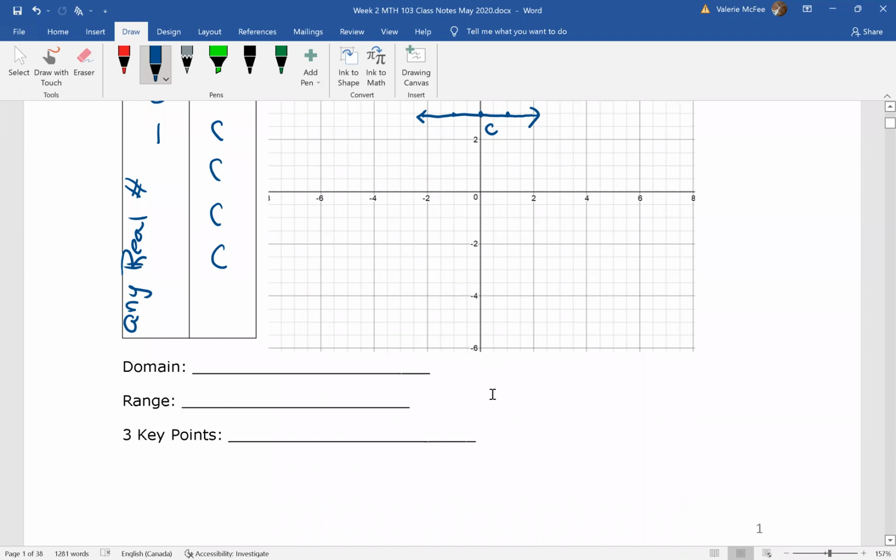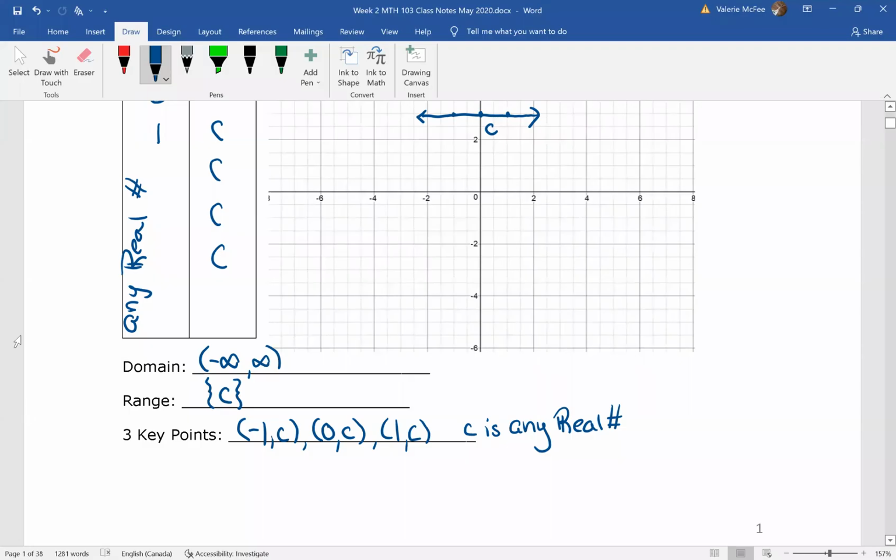Why don't you pause your video and write down the domain and range for this function graph. I hope the domain is obviously the set of all real numbers, but I don't have an interval for the range. It's not going from a number to another number. It's simply the set of one number, in this case, c.